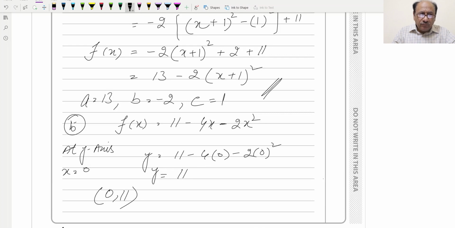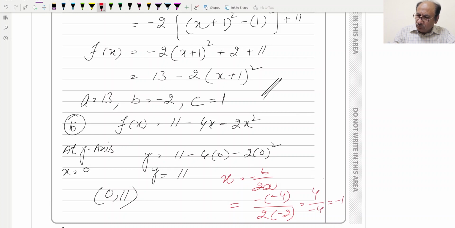So this will be 1 point, and we can find the line of symmetry also. So x is equal to minus b over 2a, and minus b is basically minus of minus 4, over 2 times a, and a is minus 2. So this will be 4 over minus 4, which is equal to minus 1. So the line of symmetry is what? The line of symmetry is basically x is equal to minus 1.